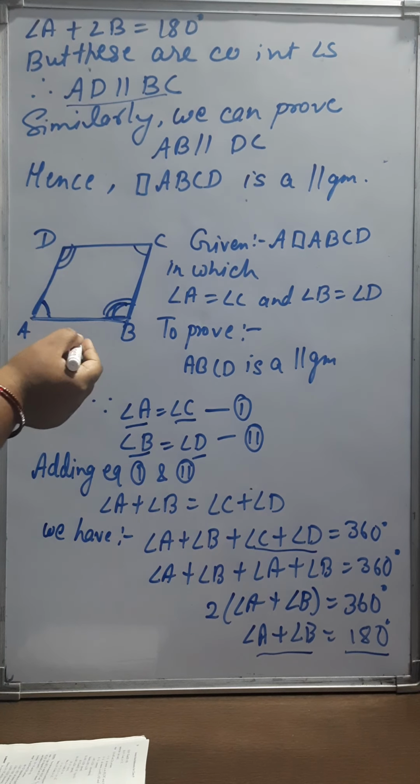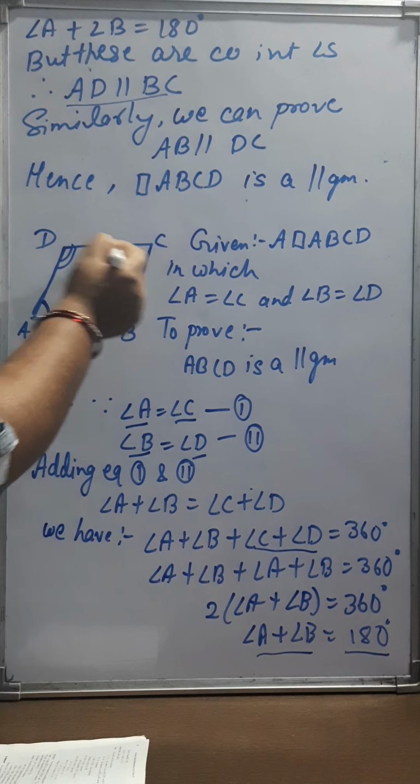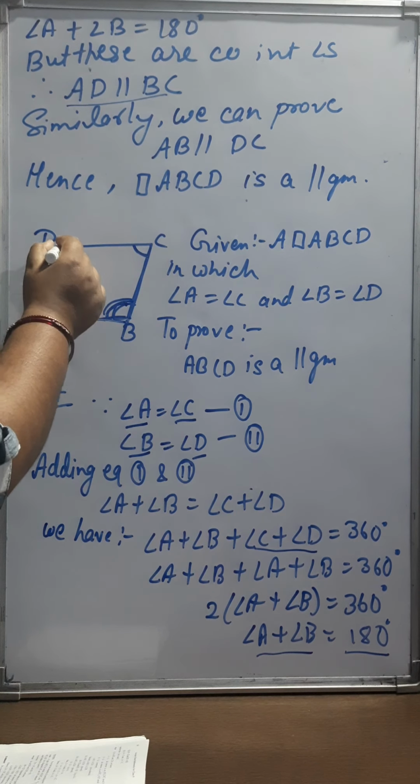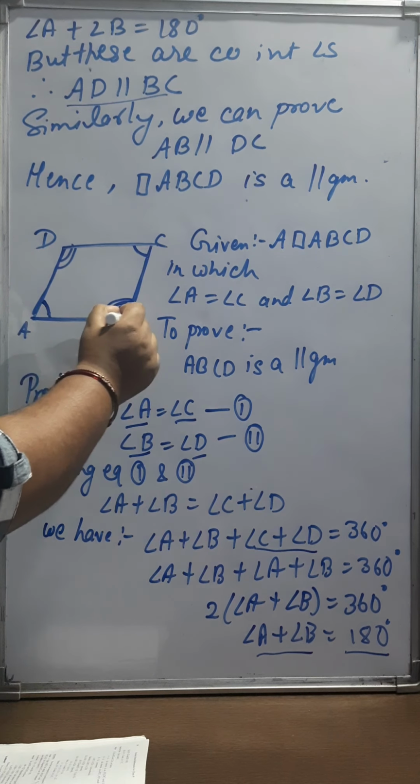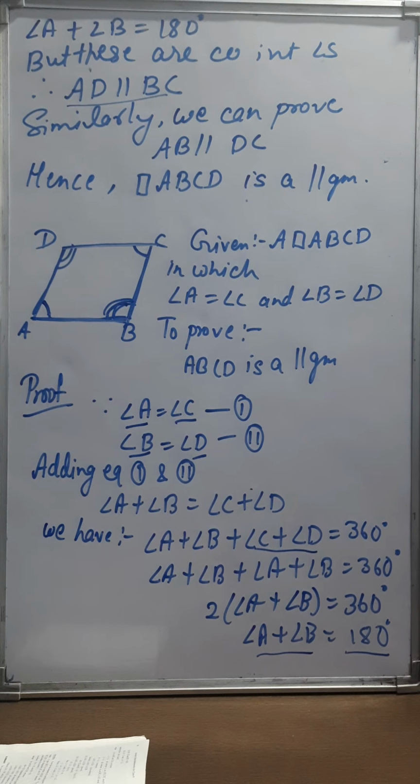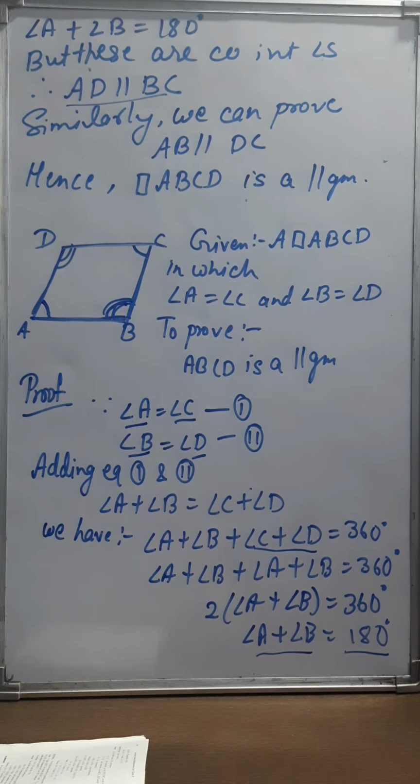Similarly, if we prove that angle B plus C is equal to 180 degree, we can prove that DC is parallel to AB. So both pairs of opposite sides are coming parallel, hence ABCD is a parallelogram.